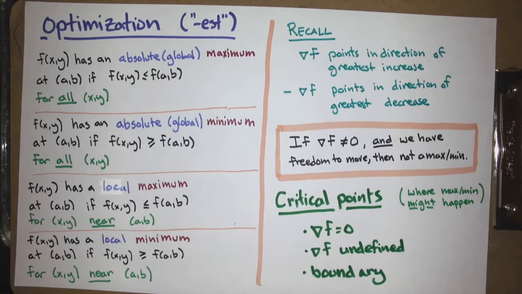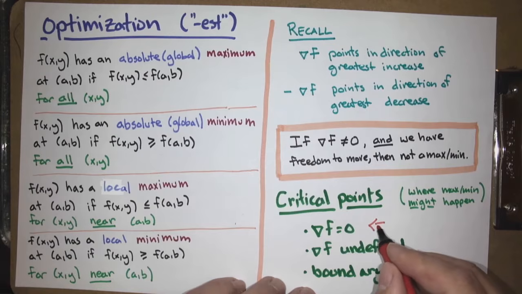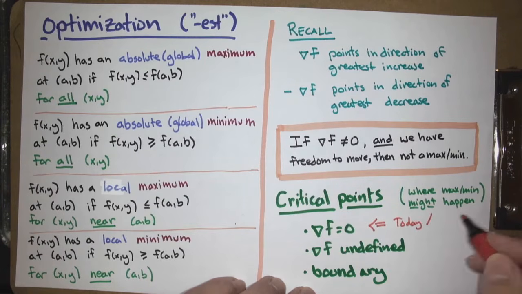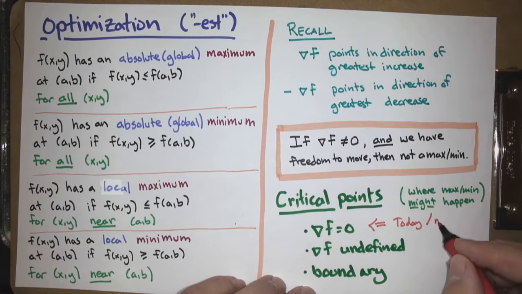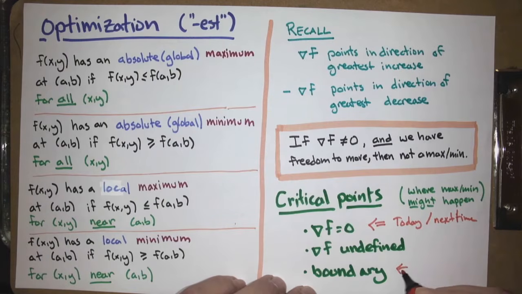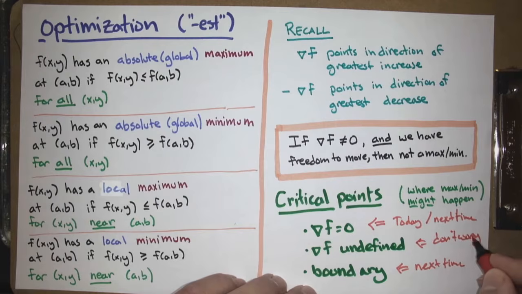Now, I'll be honest with you. I will tell you, gradient equals 0. This will be today, or next time. The boundary, we're going to talk about that next time. Where the gradient is undefined, don't worry. We're going to work with nice functions, so we're not going to worry about that.